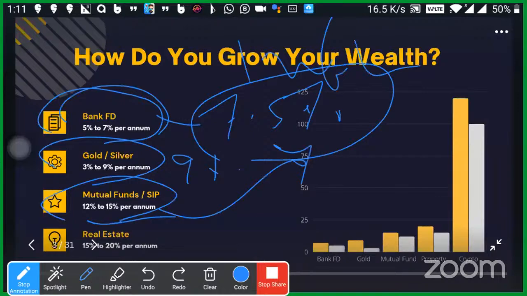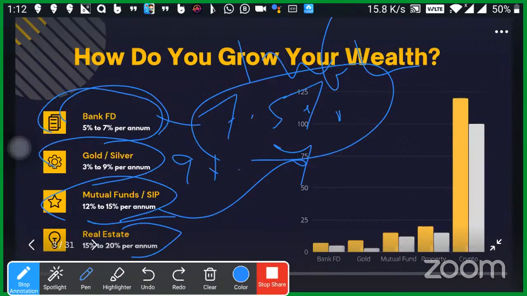And some people are also interested to invest in real estate. Real estate means you buy some land, or maybe some commercial property, and you are the owner of a real estate. You hold this investment, and maybe in 5 years or 10 years it can grow to almost double or triple the amount.